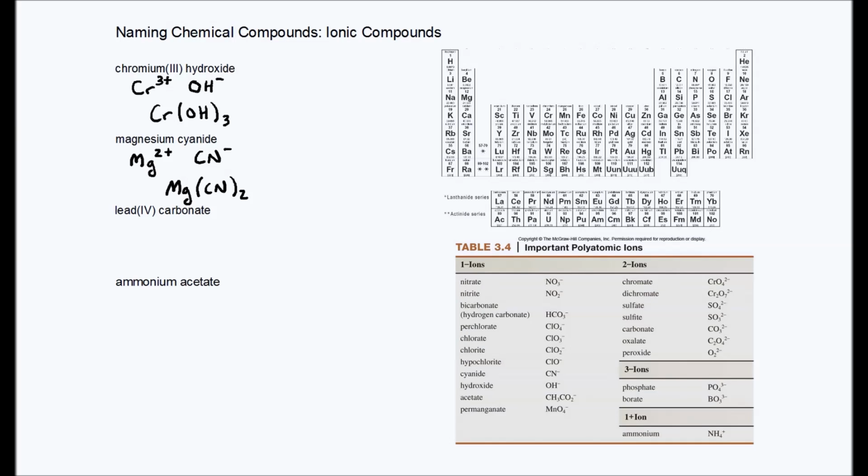Lead 4 carbonate. Lead 4 is Pb with a 4 plus charge. Carbonate. Looking through here, I find carbonate, CO3 with a 2 minus charge. Crossing the charges and reducing, what I find is I need 1 lead for every 2 carbonate ions. So Pb(CO3)2.